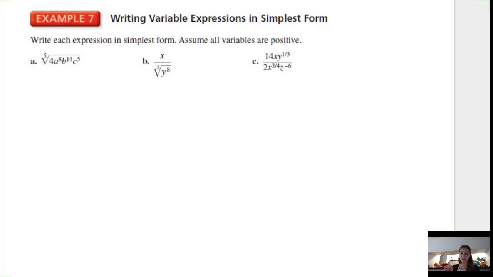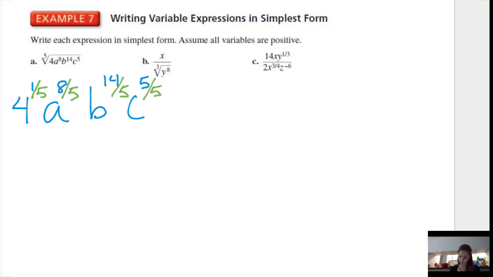rewrite this with an exponent, not the fifth root, but to the 1/5 or to the something fifth power. So my radicand, I'm going to write, is 4 to the first, a to the 8th, b to the 14th, c to the 5th. And I'm now taking my index 5 and putting these exponents all over 5. So this is equivalent to the starting expression. And now I'm going to simplify it. And what I mean by that is 4 to the 1/5. There's no simplifying there. I simply have 4 to the 1/5.